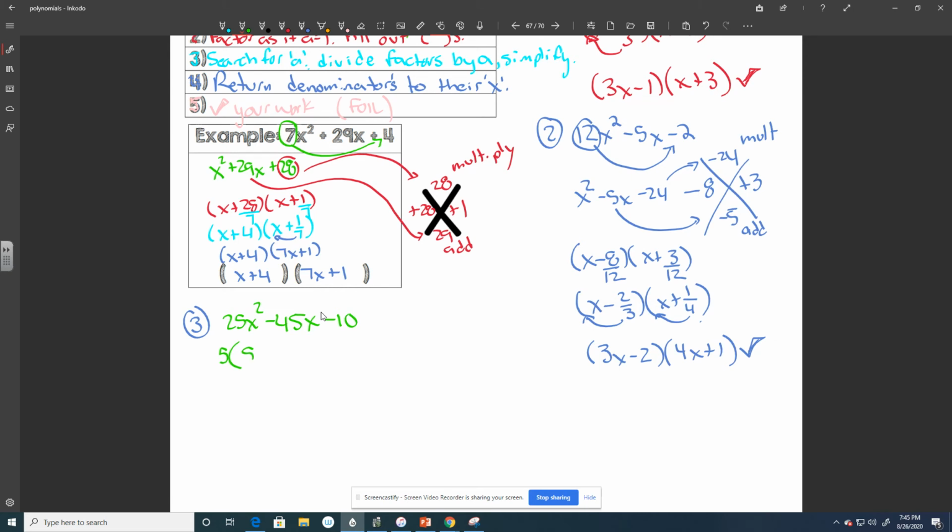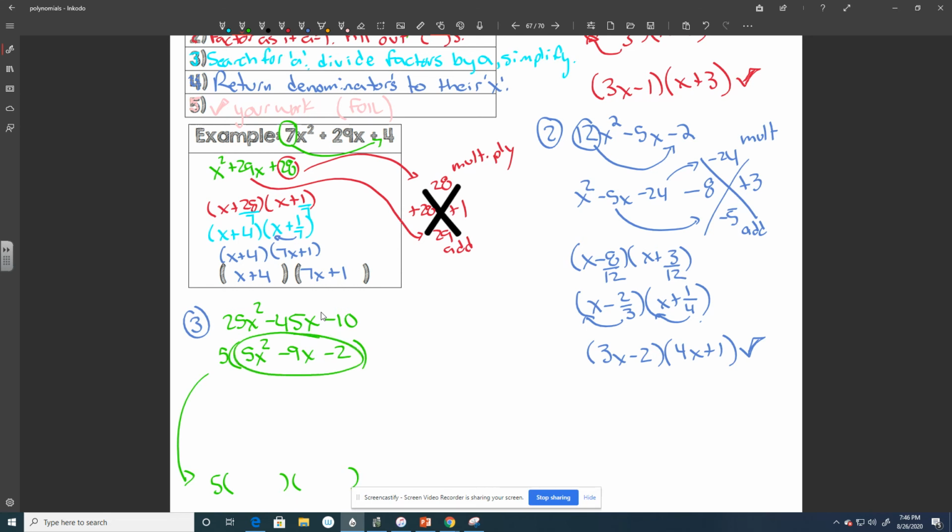25 divided by 5 is 5, and I'm left with x squared. Negative 45 divided by 5 is negative 9, and I'm left with the x. Negative 10 divided by 5 is negative 2. So I pulled out the greatest common factor. Now, instead of having to multiply 25 and negative 10, this 5, I can just drop it clear down to the very end of the problem. And I'm just going to ignore it for a little while. And all I'm going to deal with is this part right here.